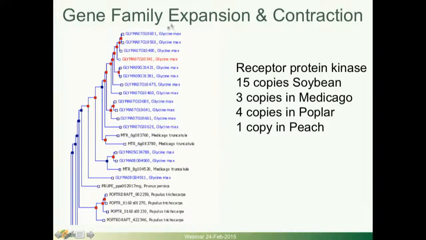This is an example of a gene family species-specific expansion in soybean. So all of these blue colored genes plus the red are soybean genes, and it turns out that there are 15 copies of this receptor protein kinase in soy. There are only 3 copies in Medicago. Poplar has also expanded, so there are 4 copies in poplar and only 1 copy in peach. And there are many examples of this that you can find.